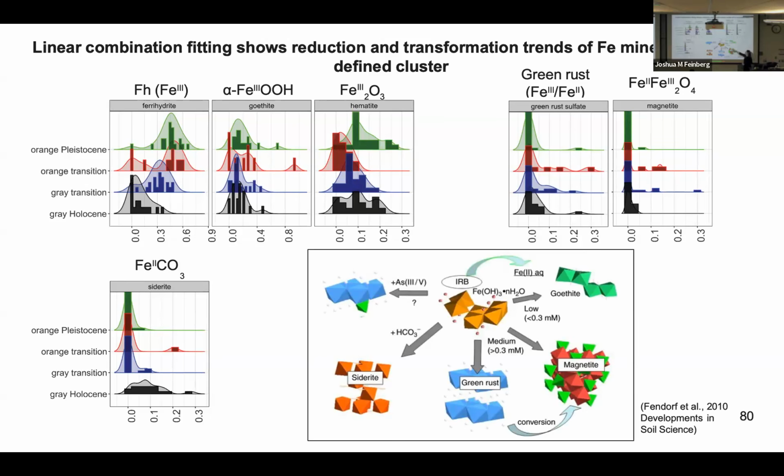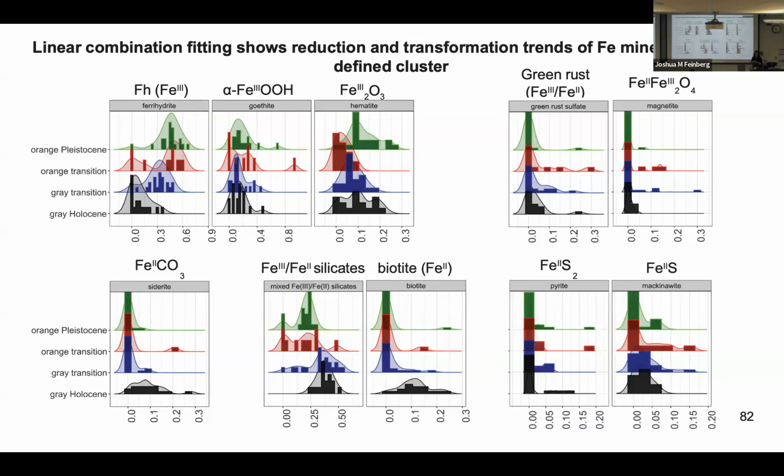So again, it's known for arsenic that you can have your amorphous ferrihydrite transform with aqueous iron 2 to goethite. You can have transformations to green rust and magnetite, or directly to magnetite. Siderite forms when you have a lot of bicarbonate. So it's nice to see it verified in these clusters that we have defined across this transect. The other things we have, of course, are our silicates, and also maybe, though it's hard to see here, our iron sulfide minerals. Maybe something's going on with mckinnowite.